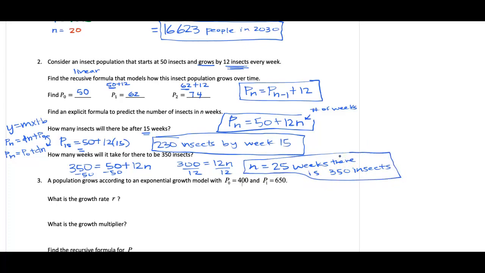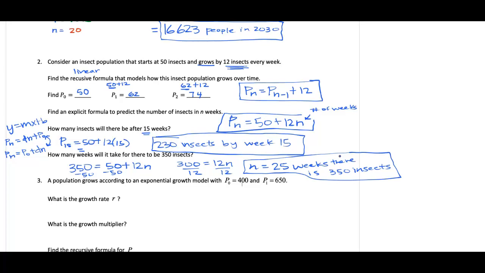All right, questions on that second problem there? So that's basically all this stuff talking about linear growth, right? We talked about the recursive formula, and also how to write the explicit formula, as well as how to use the explicit formula to find the different things that we're doing. Okay.